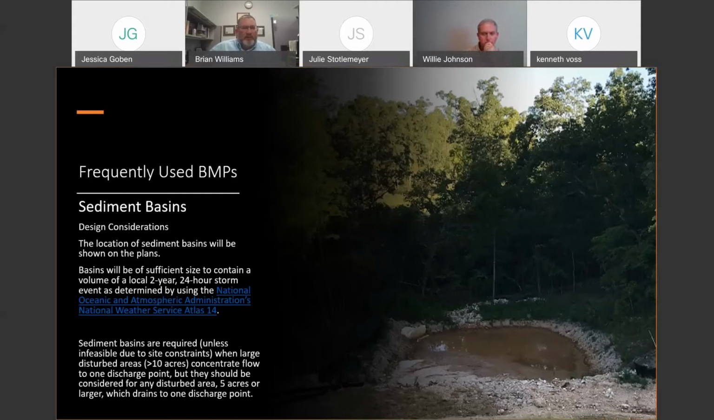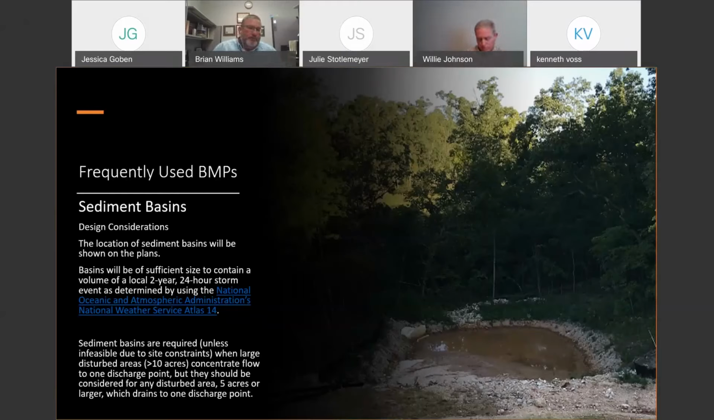Sediment basins are required unless they're infeasible. We don't have enough right of way, and typically, in recent years, we're not building the types of projects where we would need additional right of way where we could fit a sediment basin. Basically, when we've got a project with a large disturbed area, 10 acres or more inside the drainage area, you have to consider using a sediment basin. If you can't fit one in there, then you have to supply sufficient BMPs to meet that same protection.